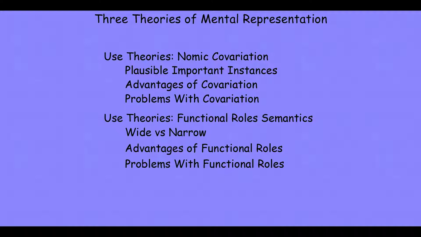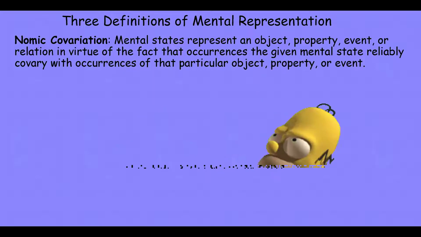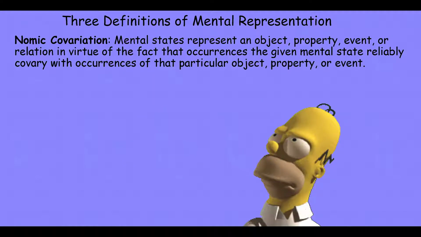So let's switch now and turn our attention to gnomic covariation. Gnomic covariation, like functional role semantics, is a use theory. It understands mental representation in terms of how the system uses that mental state, what roles it plays. And specifically, gnomic covariation holds that mental states represent an object or a property, an event, or relation in virtue of the fact that occurrences of that particular mental state reliably covary with occurrences of that particular object, property, or event.